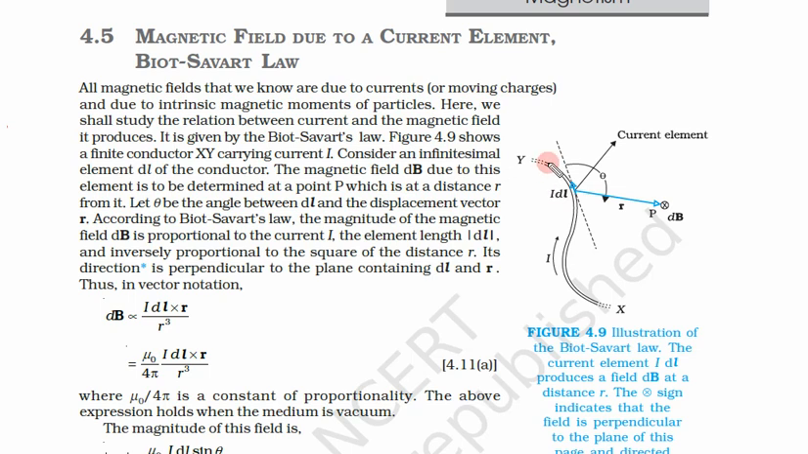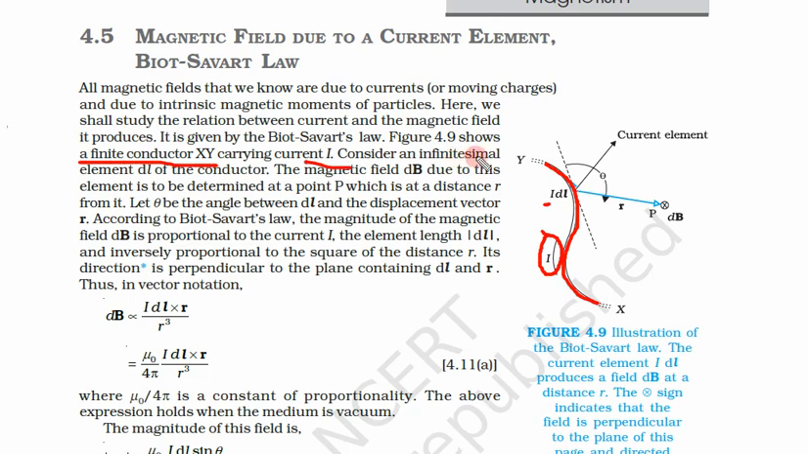So this is our current carrying conductor, or current carrying element. This is in some arbitrary shape, of any shape. Now this is the conductor, a finite conductor XY, carrying current I. So there is a current I, the current in this conductor.